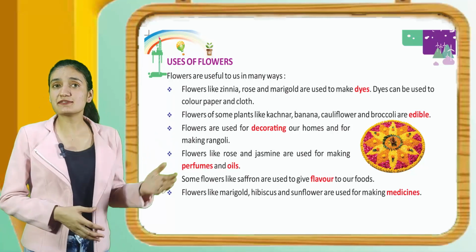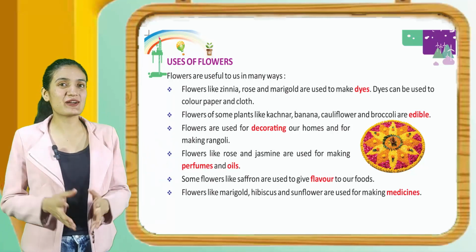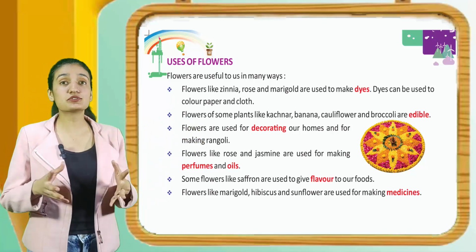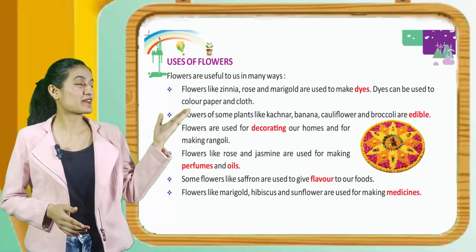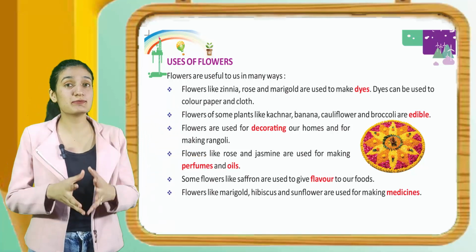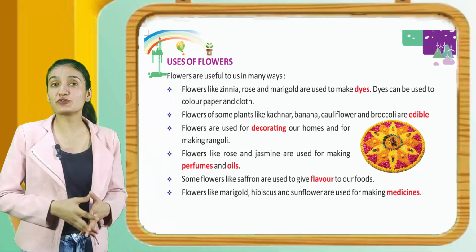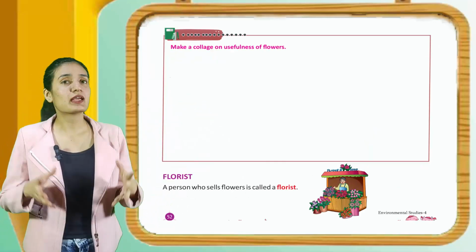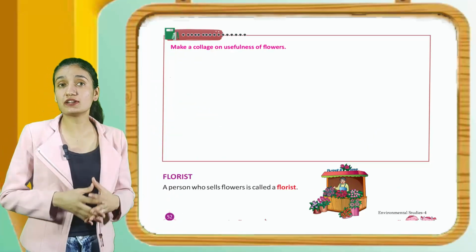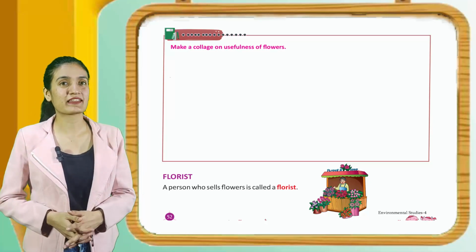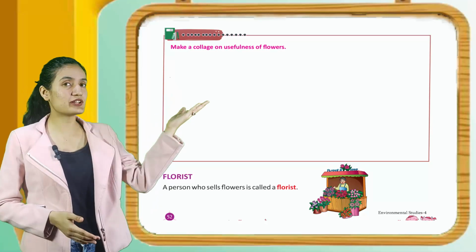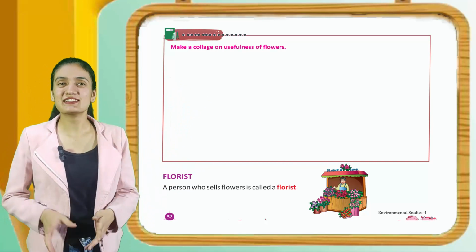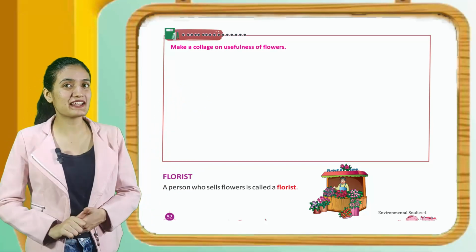Flowers like rose and jasmine are used for making perfumes and oils. Some flowers like saffron are used to give flavor to our food. Flowers like marigold, hibiscus and sunflower are used for making medicines. Now, the activity, make a collage on usefulness of flowers. Now next is florist. A person who sells flowers is called a florist. So students, have you ever bought a flower?